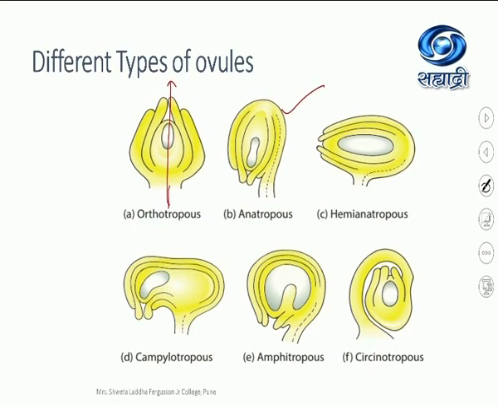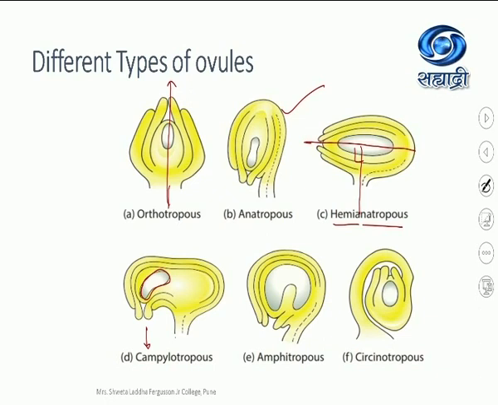Now, hemi-anatropous. Hemi is half. Ana is inverted, but it is not completely inverted. It is at right angle. Here you can see the micropyle and the chalaza are at 90 degrees to the funicle. This is hemi-anatropous. Campylotropous: if you look properly, the nucellus becomes a little bit curved, and the micropyle is towards the base, which is towards the funicle. Such an ovule is called campylotropous ovule.